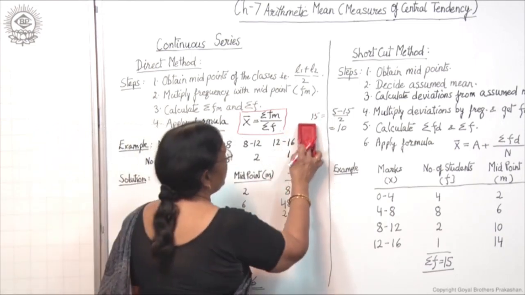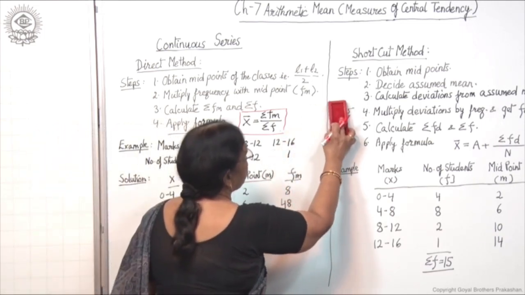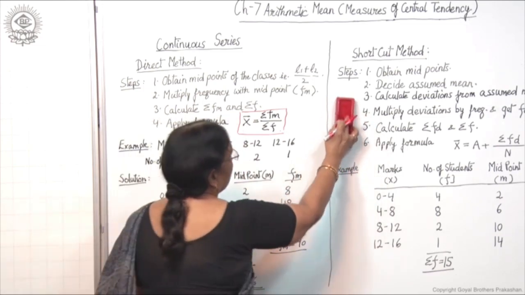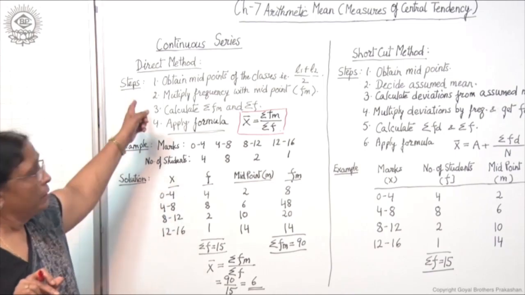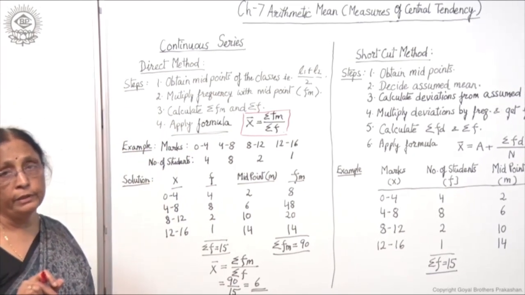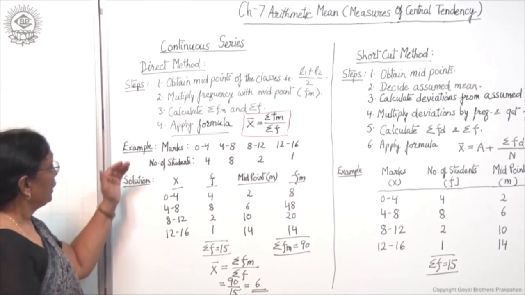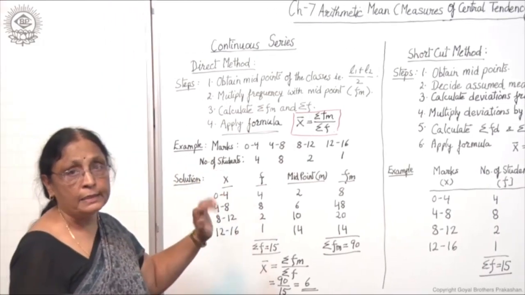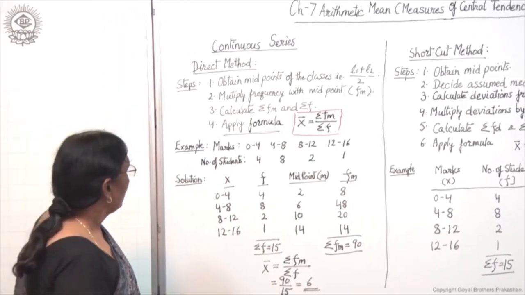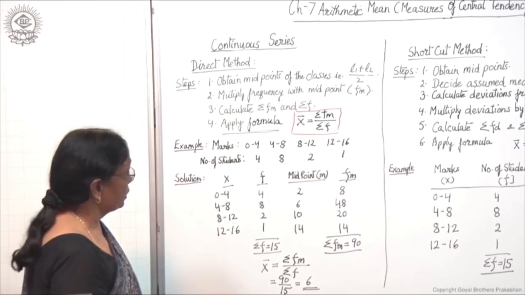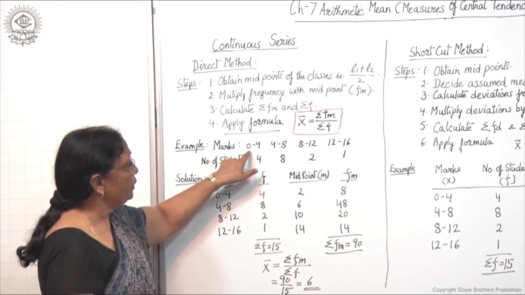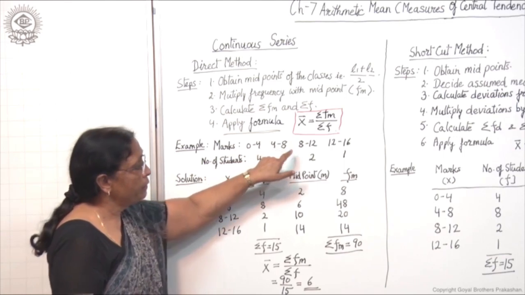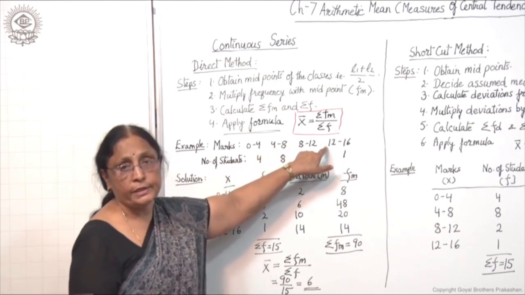Clear? So this is the way the steps you have to follow in the case of continuous series when you are applying the direct method. Now let us see it with the help of an example. Marks and number of students. This is given to you. Marks between 0 to 4, 4 to 8, 8 to 12, 12 to 16.